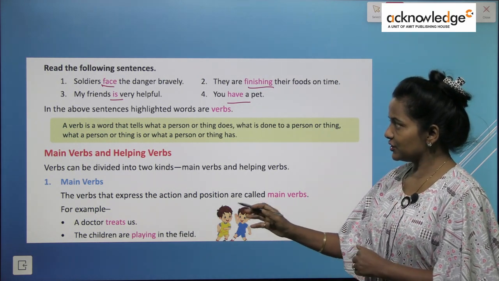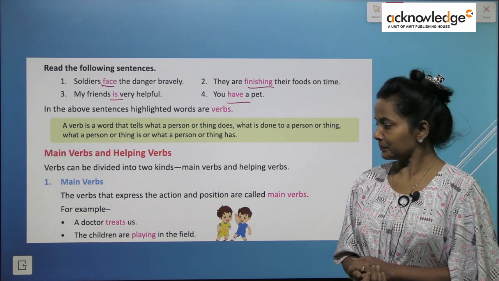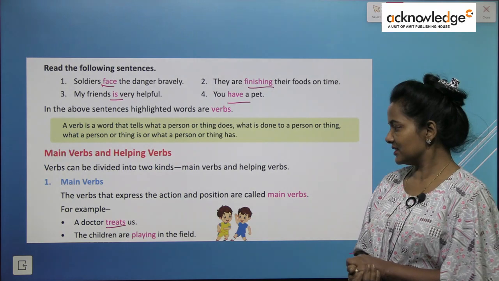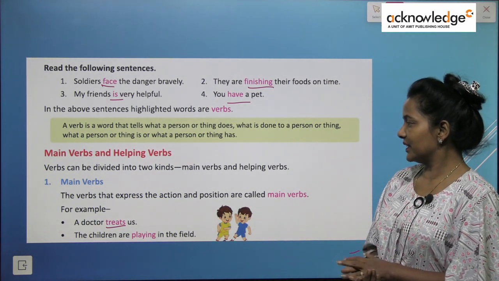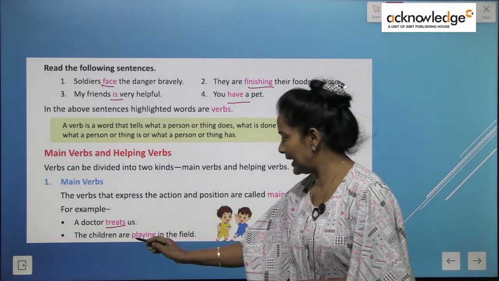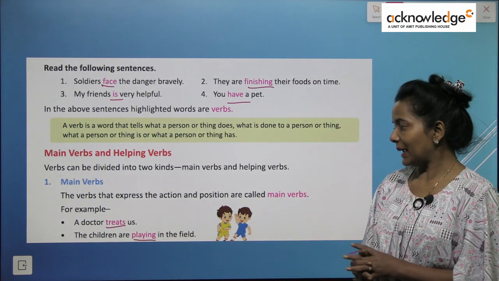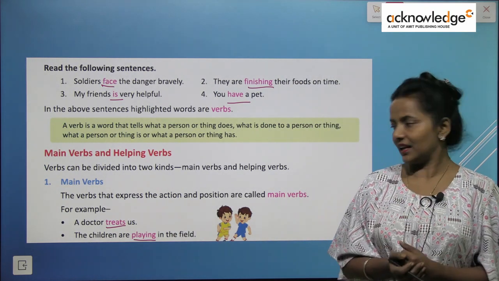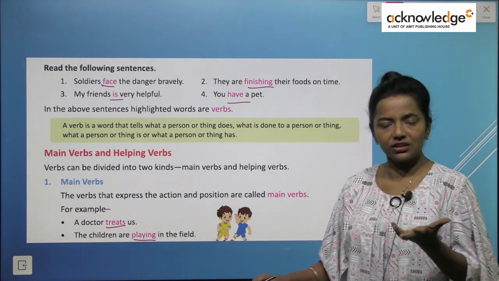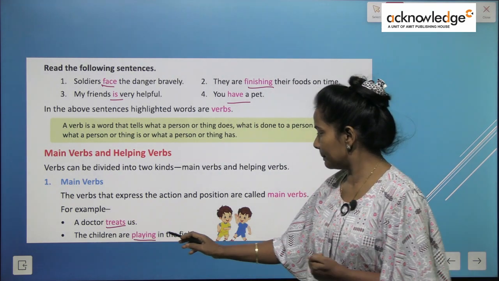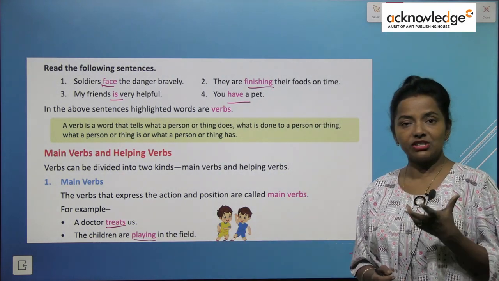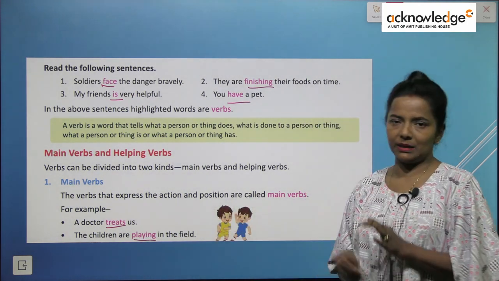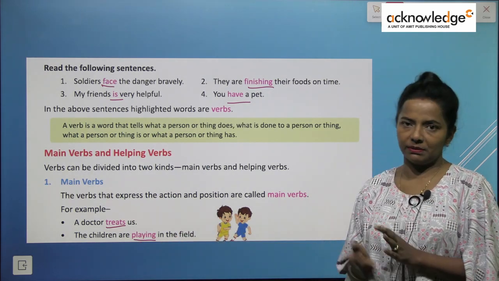For example, the doctor treats us. Here, treats is highlighted. The children are playing in the field. Playing is verb. अब action क्या हुआ यहाँ पे? The doctor treats us. क्या करता है डॉक्टर? Treat करता है हमें. ठीक है? तो इसमें action क्या हुआ? Treat करना. The children are playing in the field. अब बच्चे कहाँ खेल रहे हैं? बच्चे खेल रहे हैं, playing हो गया verb. कहाँ खेल रहे हैं? Field में खेल रहे हैं. Action भी बताया, position भी बताया इसमें.